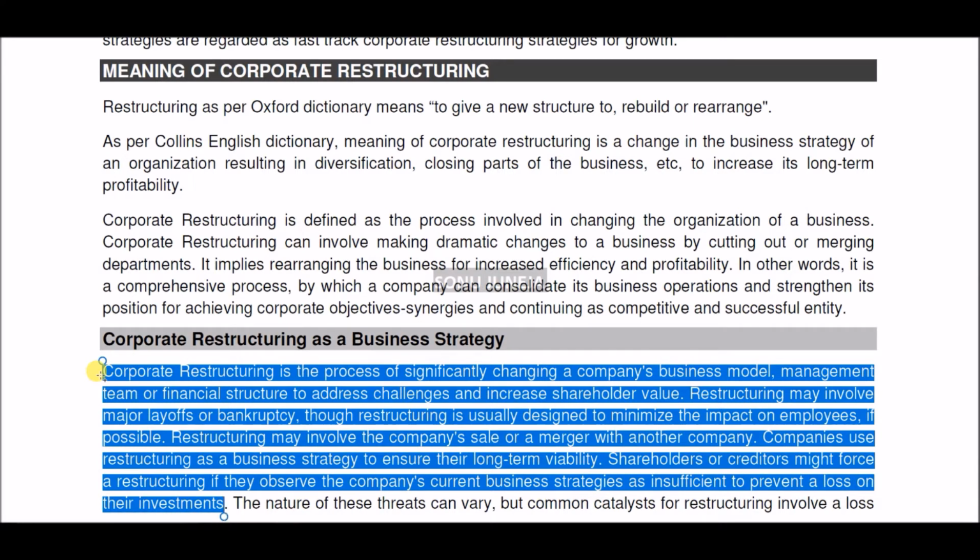So where there is loss on investment, the business considers that instead of going further, what we can do is we can start thinking of any business merger, amalgamation, or any sort of restructuring which helps the organization to consider the growth or minimize the losses.